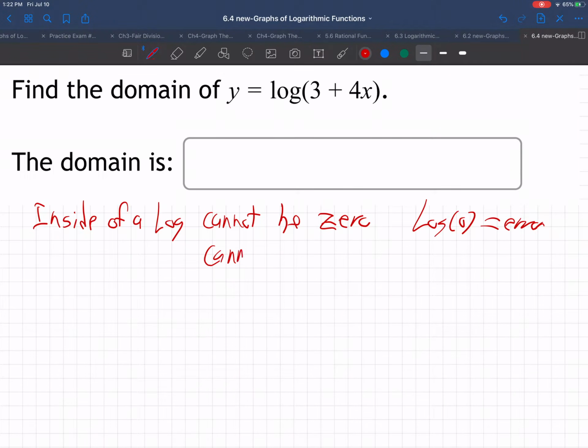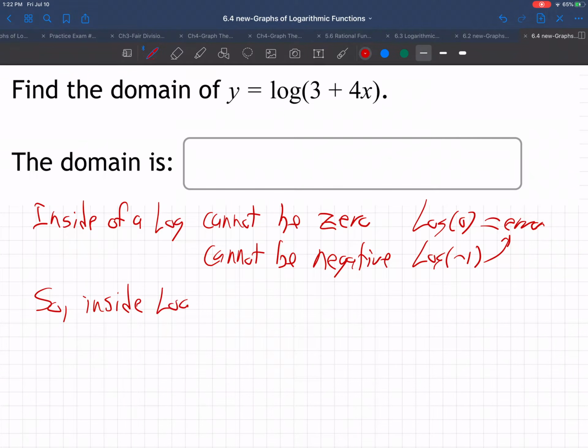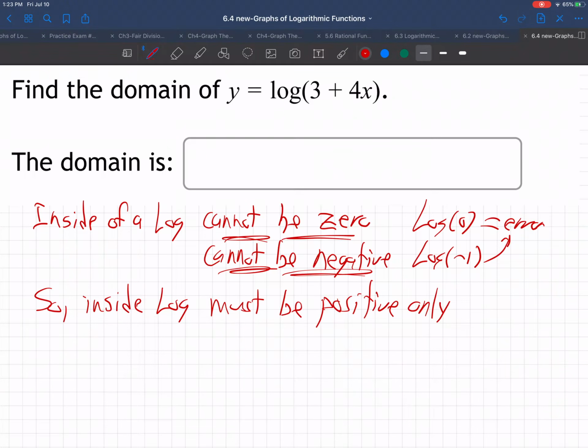And also it cannot be negative. Again, you can try it on your calculator. Log of negative 1 is an error. So, if it cannot be 0 and it cannot be negative, the inside of a log must be positive only. In other words, greater than 0. So that's how we do it.